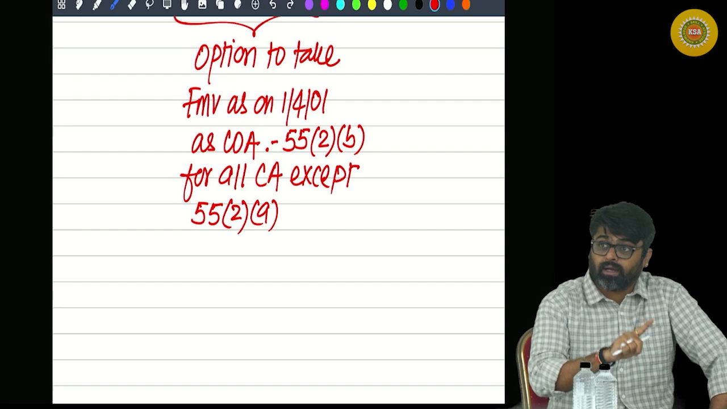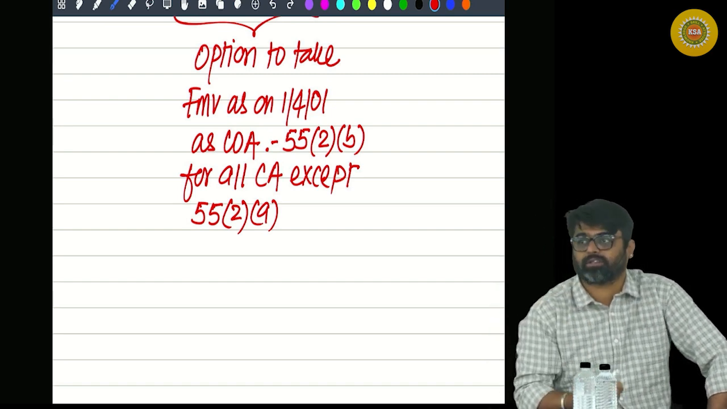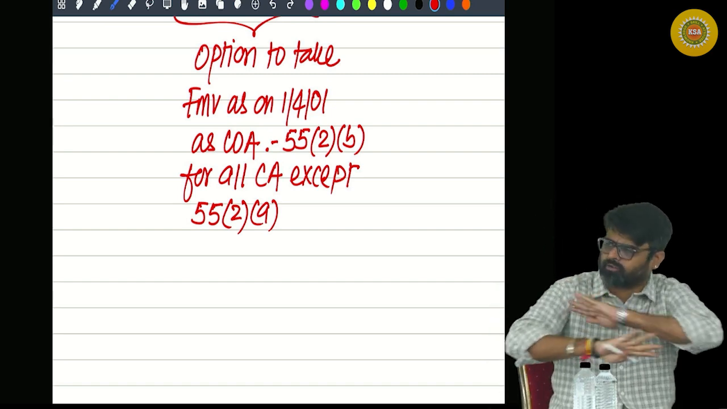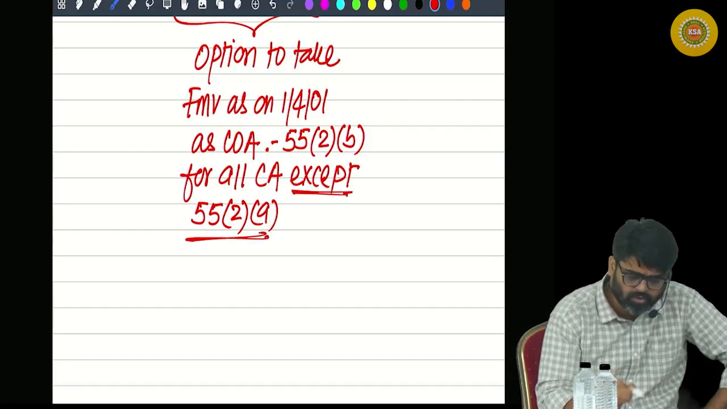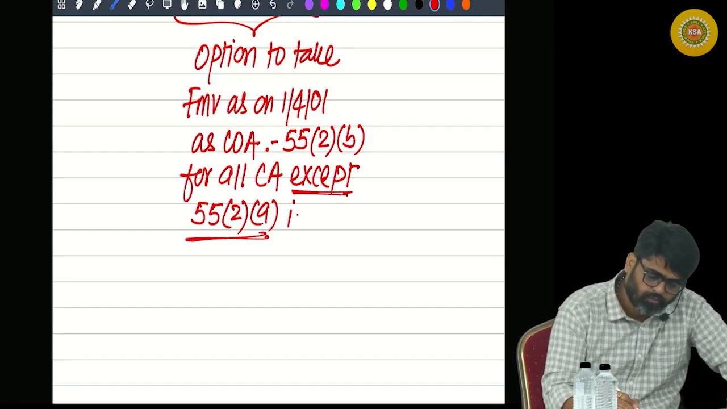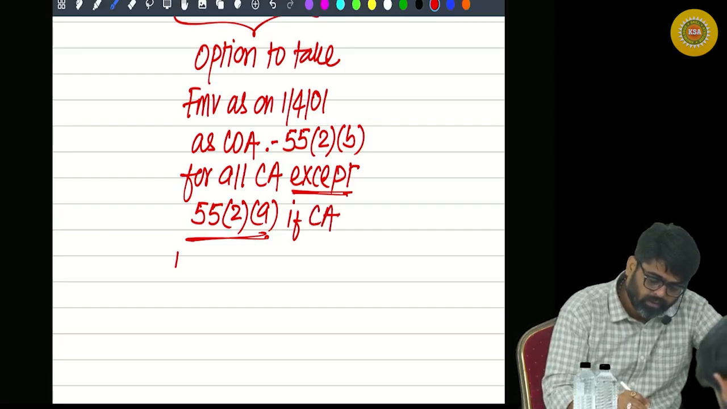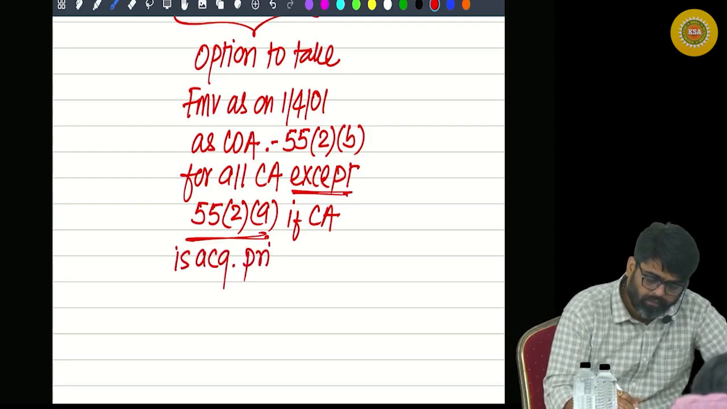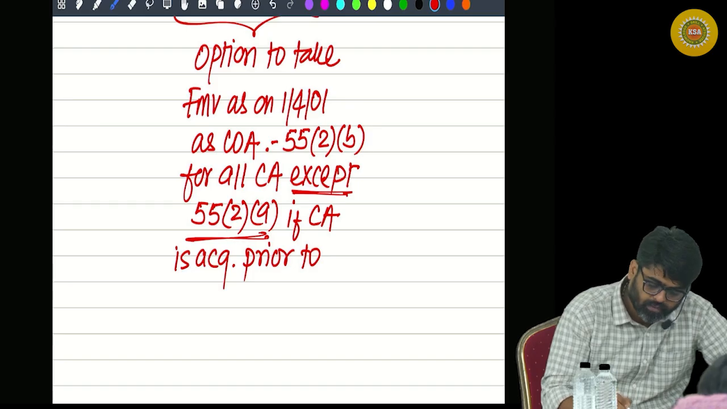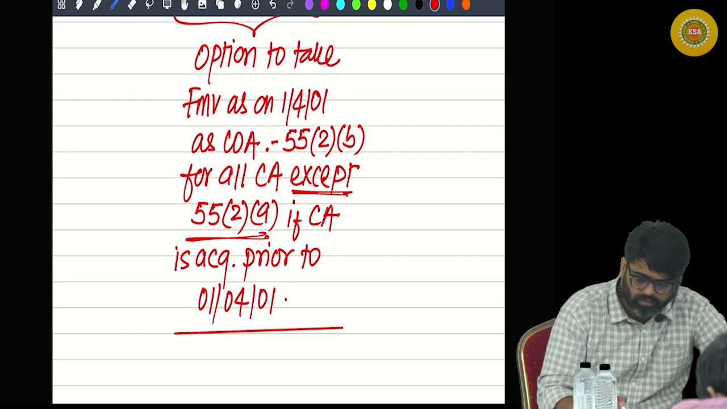Take fair market value as cost of acquisition. This option is available for all assets except 55 to A, if the capital asset is acquired prior to 1st April 2001.